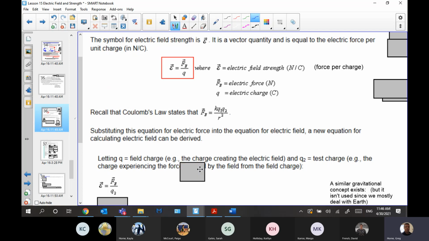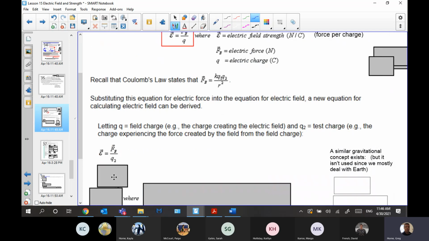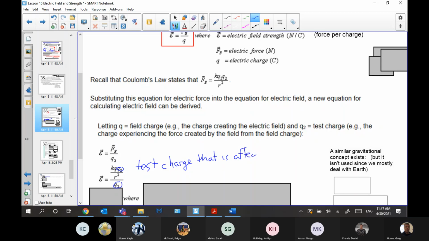Okay. So here we go, Fe over Q2, Q2 being the test charge, right? So we've got kQQ2 over r squared per Q2. This one here and this one here are the test charge. So this is the test charge, the test charge that is affected by Q's electric field.